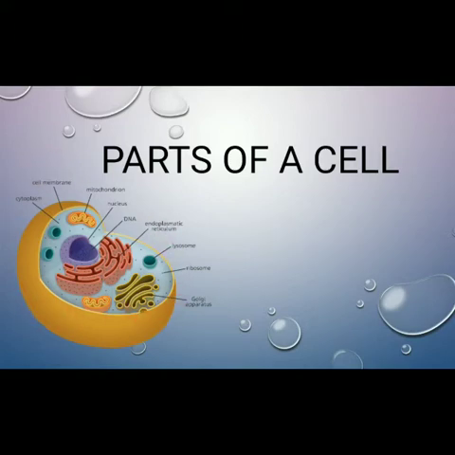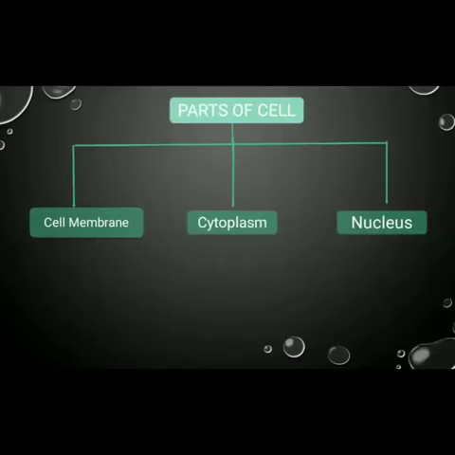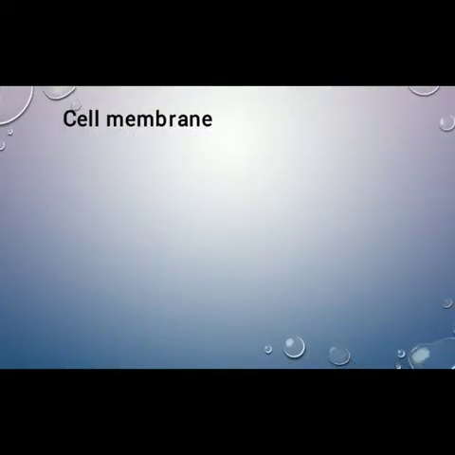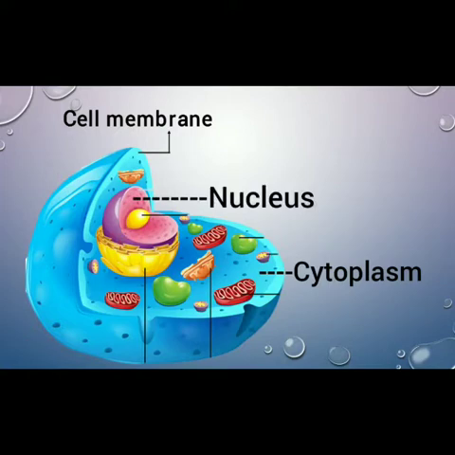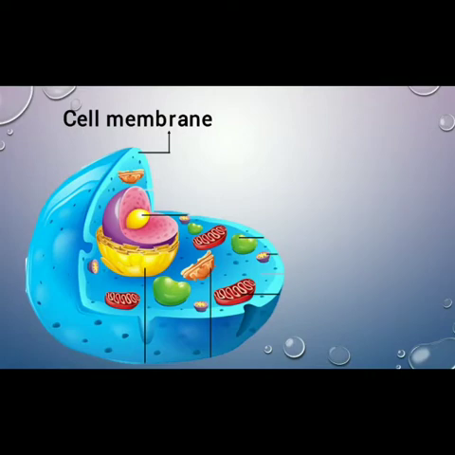A cell is divided into three main parts: the cell membrane, cytoplasm, and the nucleus. In this video, we will know about each part in detail. Let's begin with cell membrane. Every cell is covered by a thin sheet of skin which is called the cell membrane. The cytoplasm and nucleus are enclosed within the cell membrane. In other words, cell membrane encloses the living part of the cell called protoplasm.